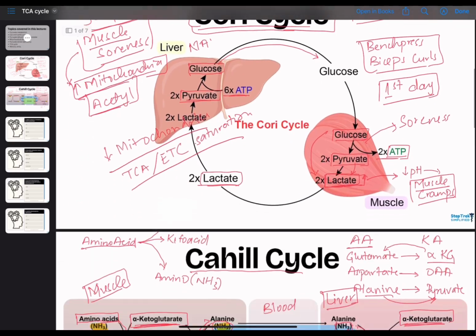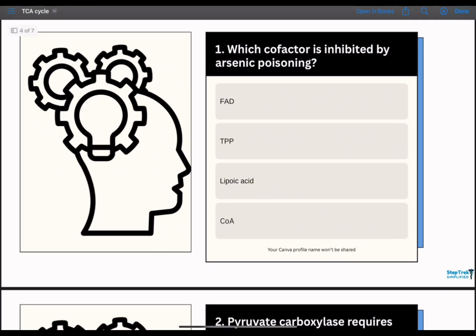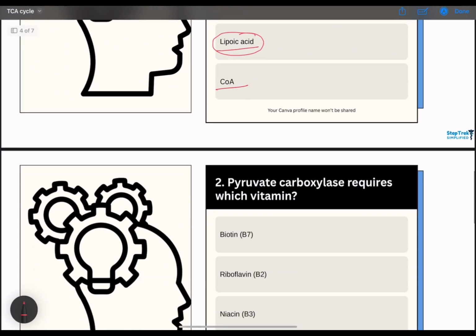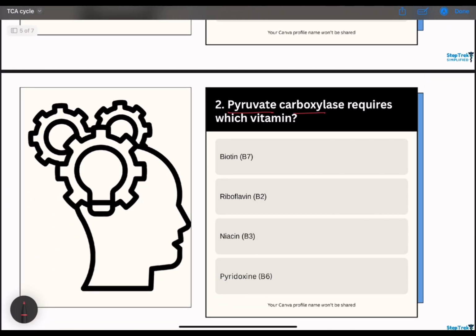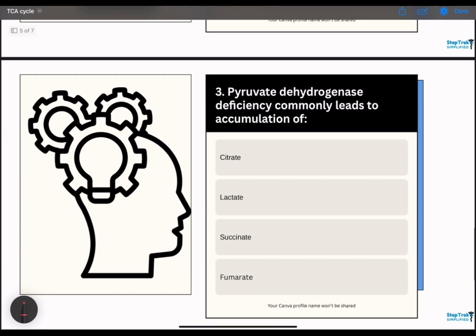Now let's go through some memory drills. Which cofactor is inhibited by arsenic poisoning? FAD, thiamine pyrophosphate, lipoic acid, or coenzyme A. Pause the video and think about it, and the correct option is lipoic acid. Pyruvate carboxylase requires which vitamin? Biotin, riboflavin, niacin, or pyridoxine? And the correct option is biotin.